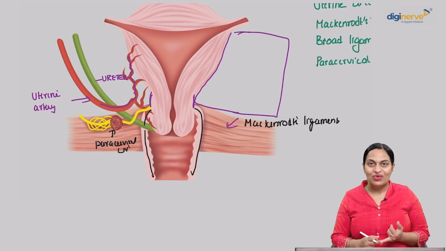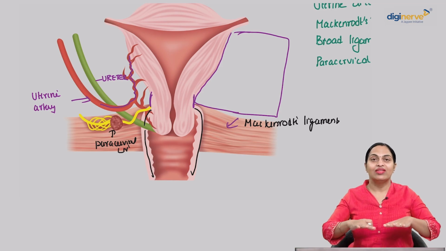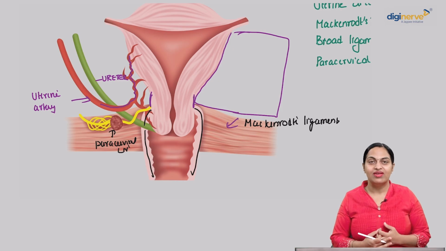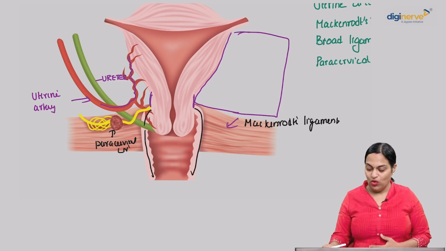the crossing of the uterine artery anterior to the ureter from lateral to medial, and then the lower part of the broad ligament, the attachment of the Mackenrodt's ligament, and the paracervical lymph node.